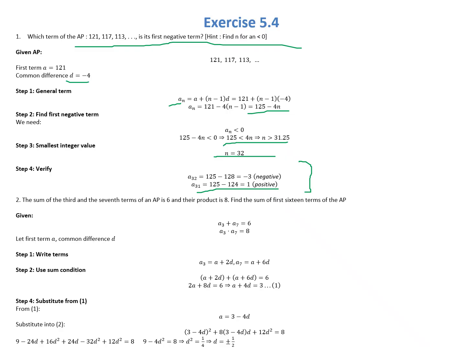The sum of the third and seventh terms of the AP is 6 and their product is 8. We have to find the 16th term. We are given that A3 plus A7 is 6 and A3 into A7 is 8. When we put this into equations and solve it, we get the value of D as 1 by 2. We move to the next slide to find the value of A and the rest of the solution.